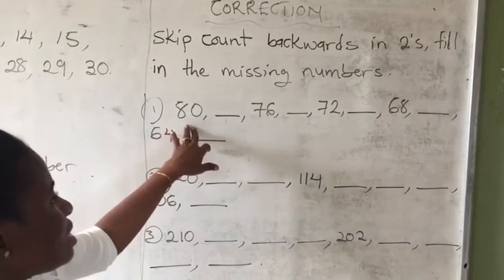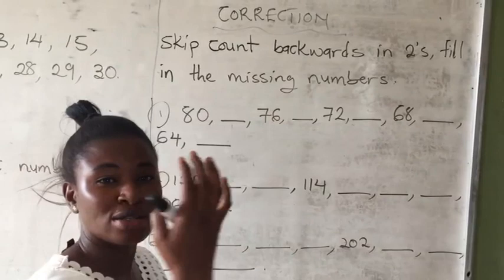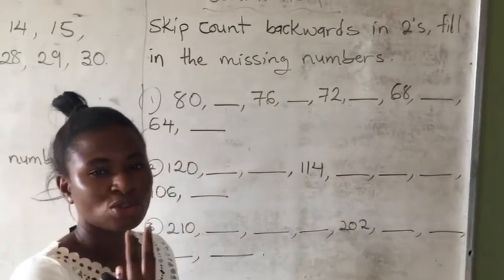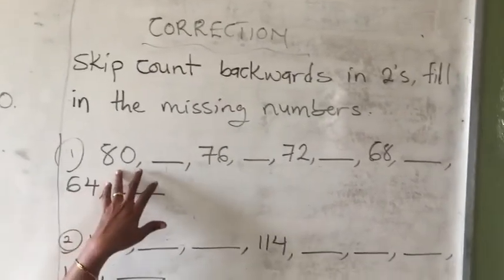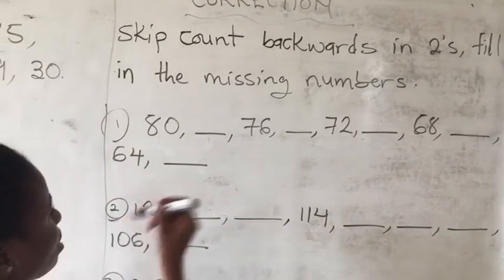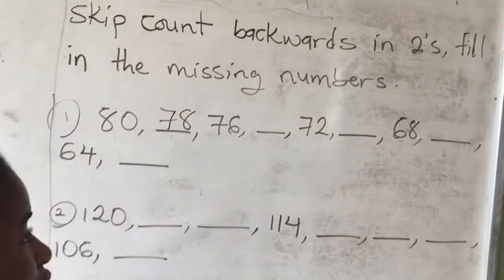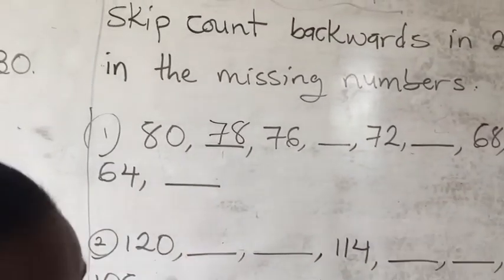Okay, so 80. This one is counting backwards, sorry, so we are subtracting 2. Forward is adding 2. Backwards, we are to what? Subtract 2, which is minus 2. So 80 minus 2, what will we get? We'll get 78. And as I told you before, always look at the numbers behind and subtract.